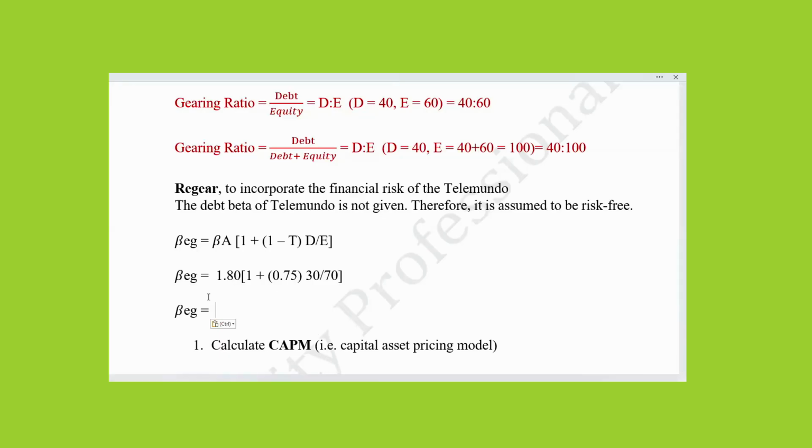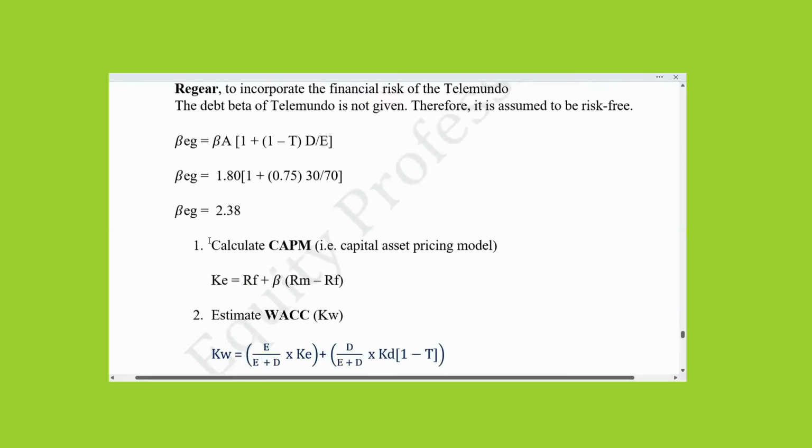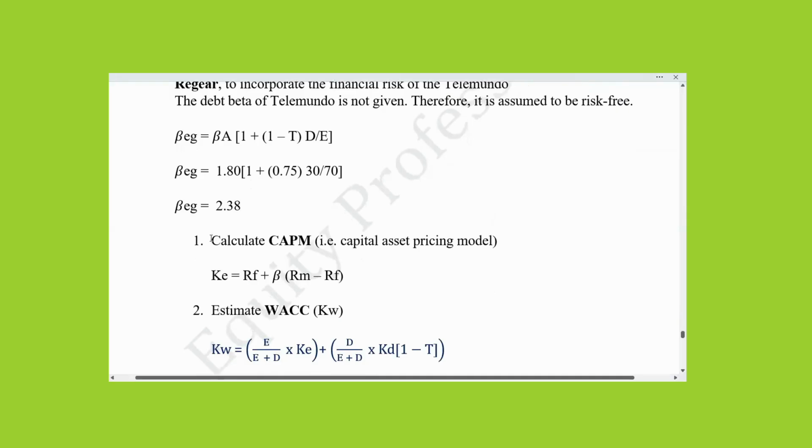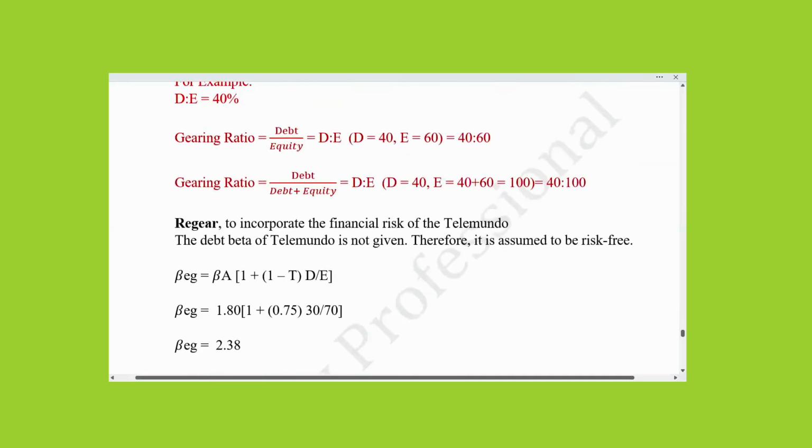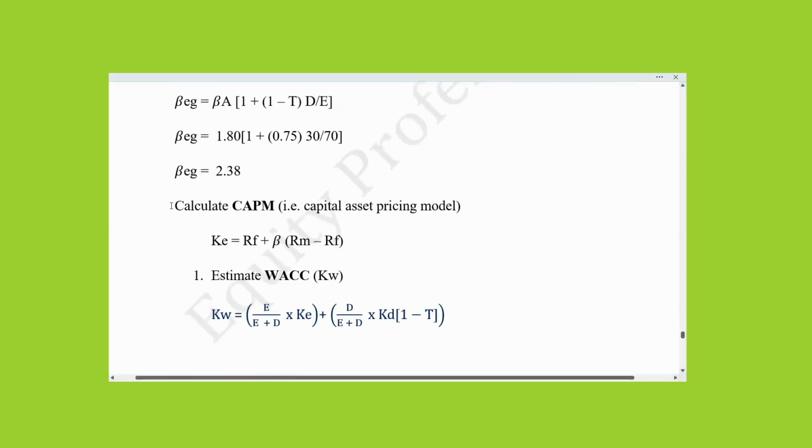What do you have there? 2.39. Sorry, 2.38. Okay, 2.38. Now this is the geared beta of Telemundo. I will then move to step 4. Step 4 is to calculate cost of equity using the capital asset pricing model. This is step 3. Then step 4 is to calculate cost of equity using CAPM.